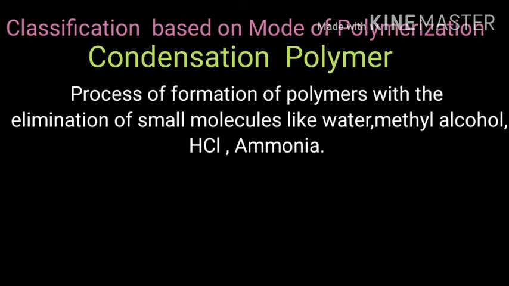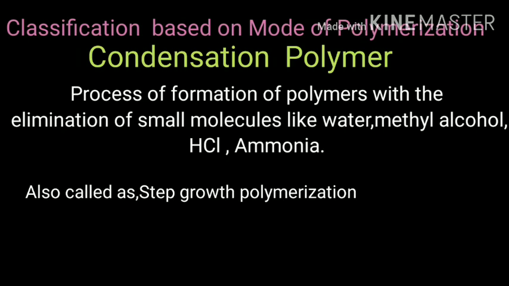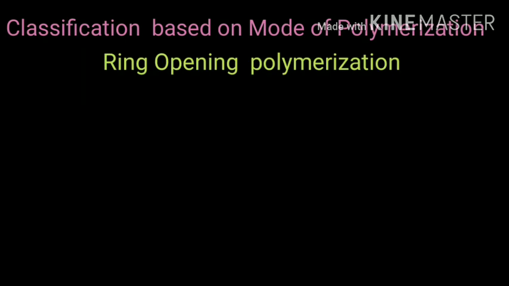Hence, it is referred to as step growth polymerization. Similarly, even this process is continued till high molecular mass polymer is obtained. Last is the ring opening polymerization.